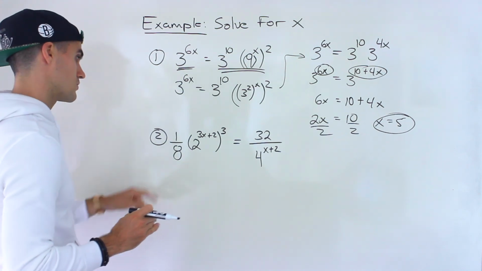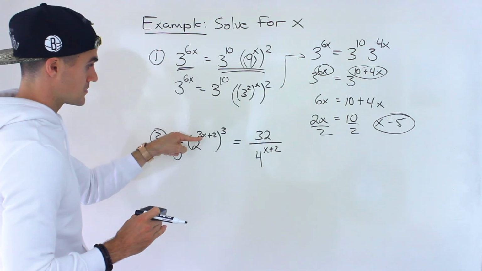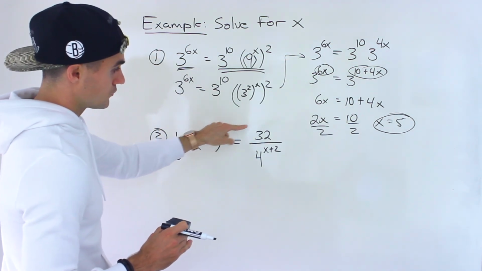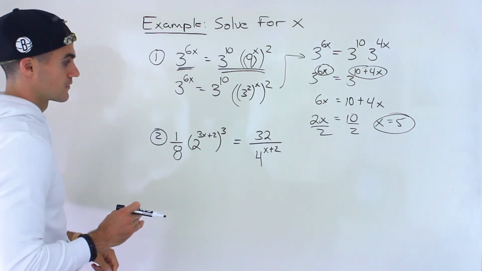Now what about number 2? There's a lot more going on here. We've got 1 over 8 times 2 to the power of 3x plus 2, all to the power of 3, and that's equal to 32 over 4 to the power of x plus 2.